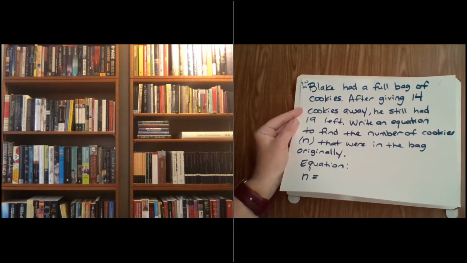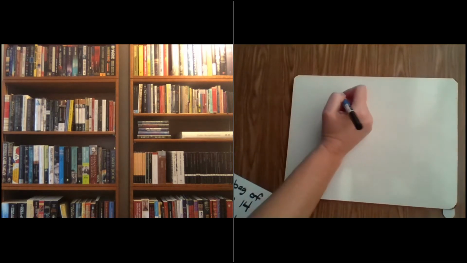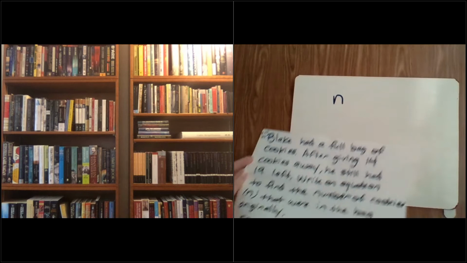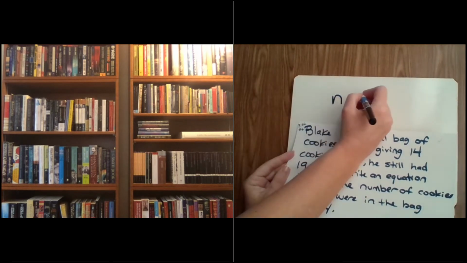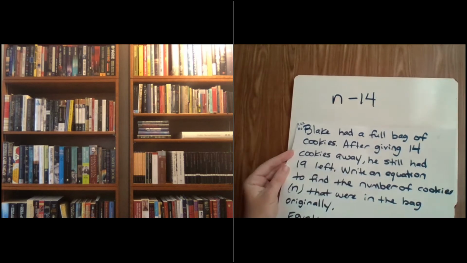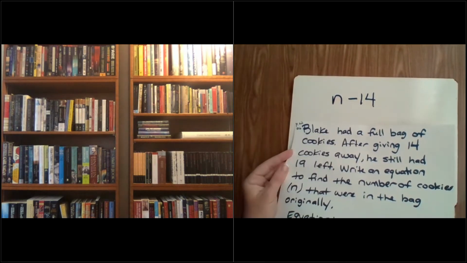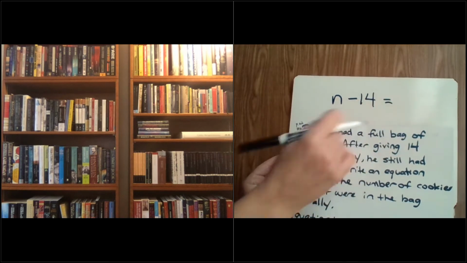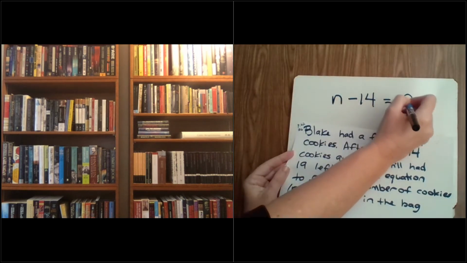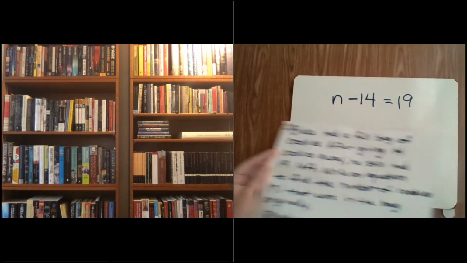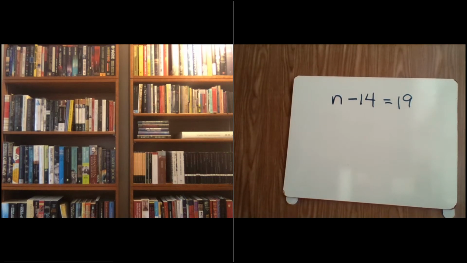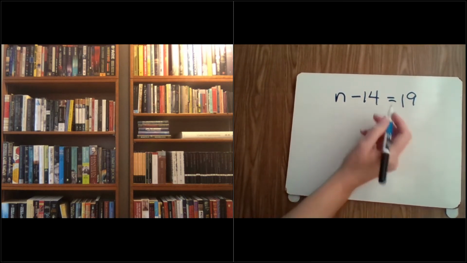Okay, so let's read it again. Blake had a full bag of cookies, and they've already told us that we're going to use N to represent Blake's full bag of cookies. After giving 14 cookies away, so that's kind of like taking away 14 from the original bag of cookies. He still had 19 left. This is our equation: N minus 14 equals 19. Now all we have to do is solve our equation to find out how many cookies he started with.